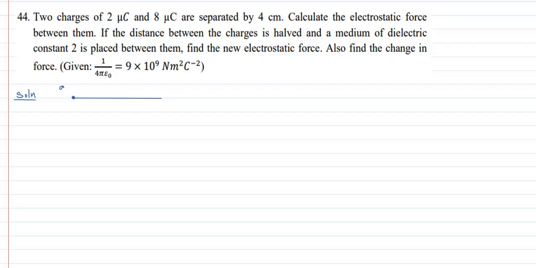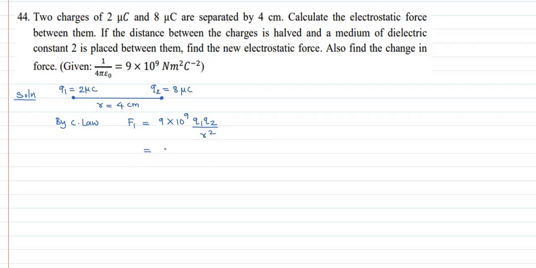I will take one as Q1, 2 microcoulomb, and the second as Q2, 8 microcoulomb, and the distance between them is 4 centimeter. You are required to find the force between them. By Coulomb's law, the force between them, I will take it as F1, is 9 into 10 raised to 9 Q1 into Q2 divided by R square.